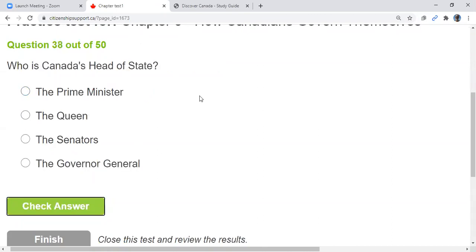Okay, and then Diallo, what's this? Who is Canada's head of state? The Prime Minister? Okay, think about this one. No. I know it's the governor general. And the senator. No, this is hard. So which one do you want? You could do any of these.